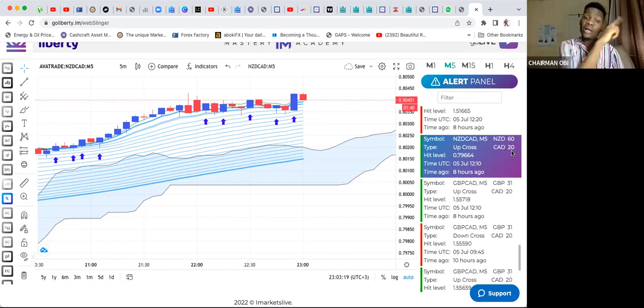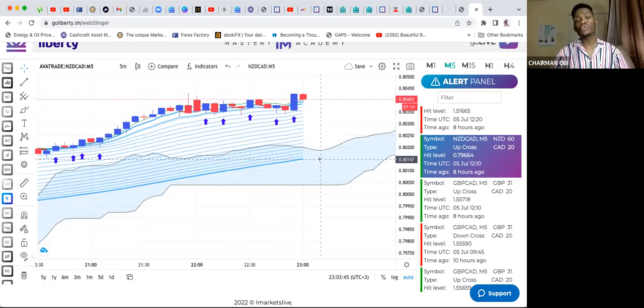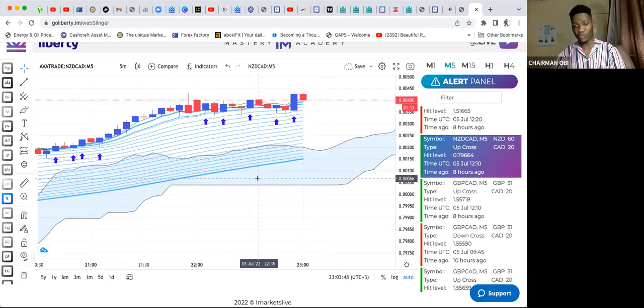Number two thing to look at is to go back to your currency strength meter and reconfirm that this thing that you are seeing here on the alert panel corresponds with what you are seeing here. Number three thing, or the first thing, if you want to take a buy in your trading accounts using Webslinger, the first thing you must look at is to make sure that these blue clouds are below. The first thing that confirms a buy is to make sure that these blue clouds are below. Number one confirmation to take a buy using Webslinger is to make sure that the blue clouds are below.